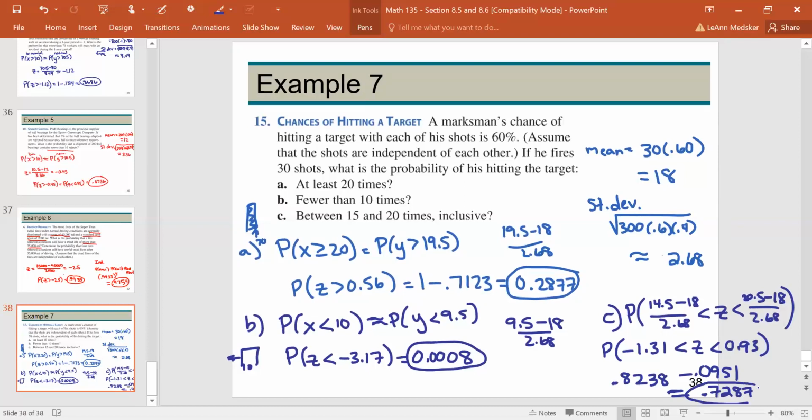If we subtract those, that gives us the approximate probability of 72.87% or 0.7287. Now, if they ask you to write it as a percentage instead of a probability, you do need to move that decimal 2 places to the right. If they just say, what's the probability, you can leave it as the decimal form. Okay, so that's the end of those notes.